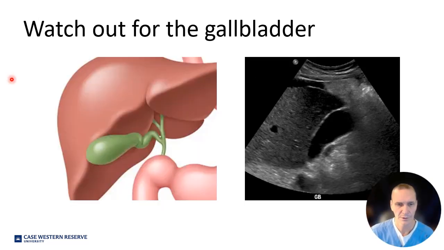A word of caution when you are scanning the right upper quadrant is remember the gallbladder is located on this image. So if your probe is angled too far anterior, you're going to catch the gallbladder and it may look like a hemorrhage. So you want to keep the kidneys, the spine, and the liver all in one view to avoid that error.